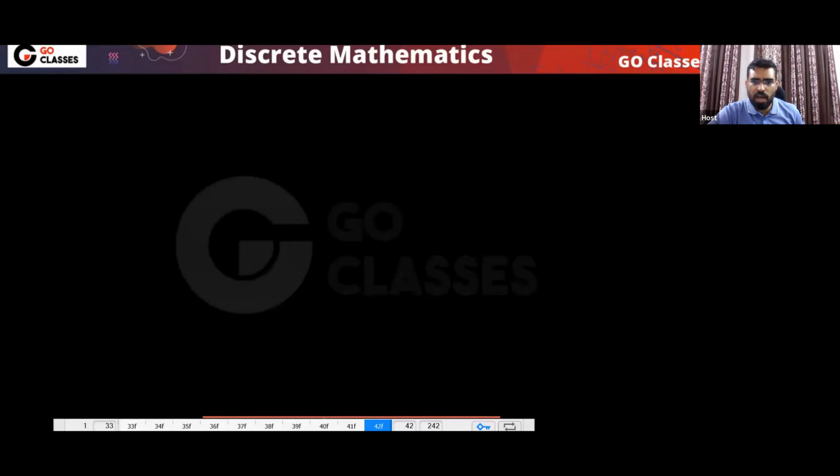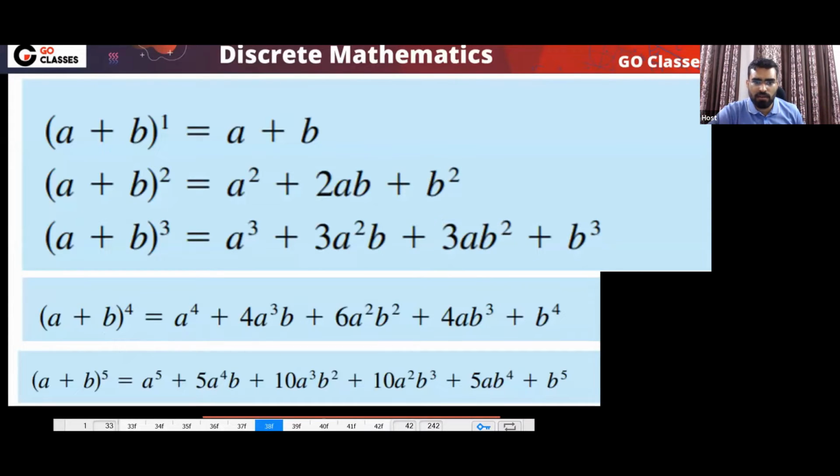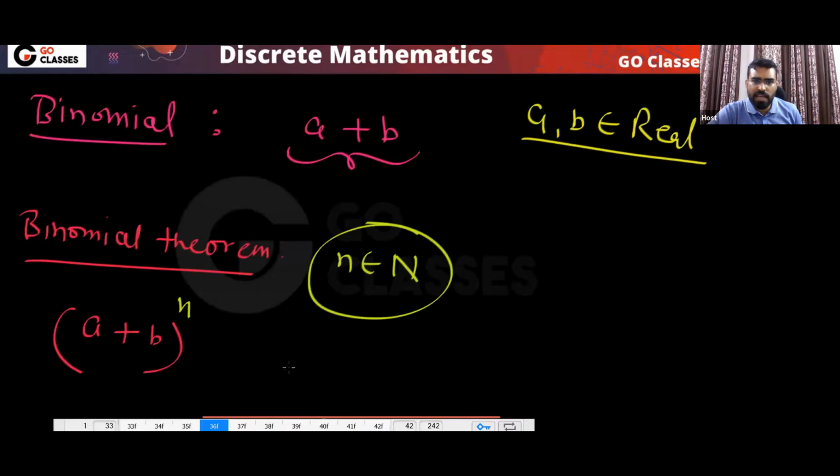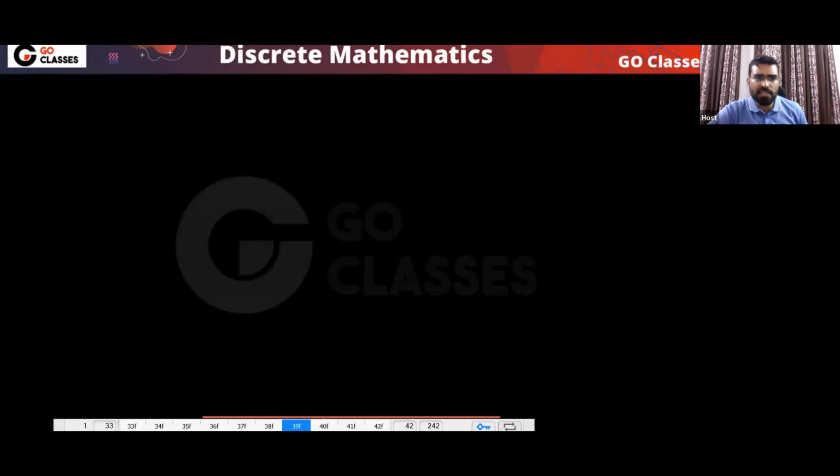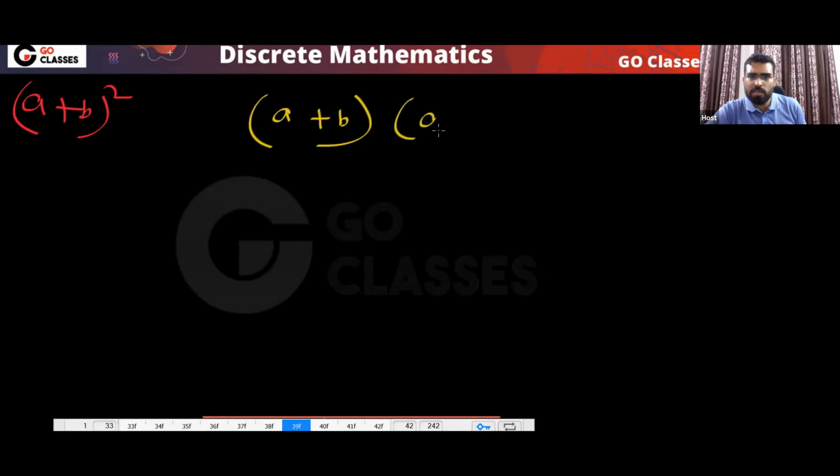How we can get a plus b power 10? For example, how we can get a plus b power 10? Power 10. How will we get this? So this is the idea. So let's understand each of them one by one. If you do a plus b square, what this means? This means a plus b multiplied by a plus b. Correct?